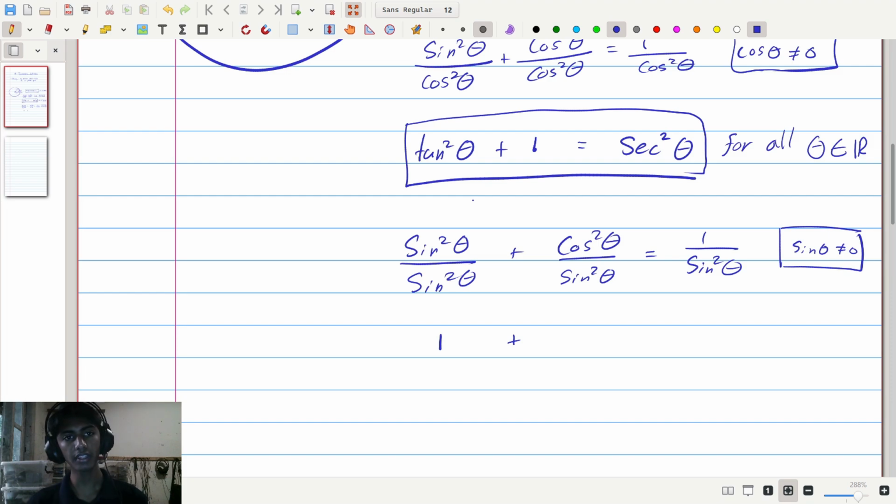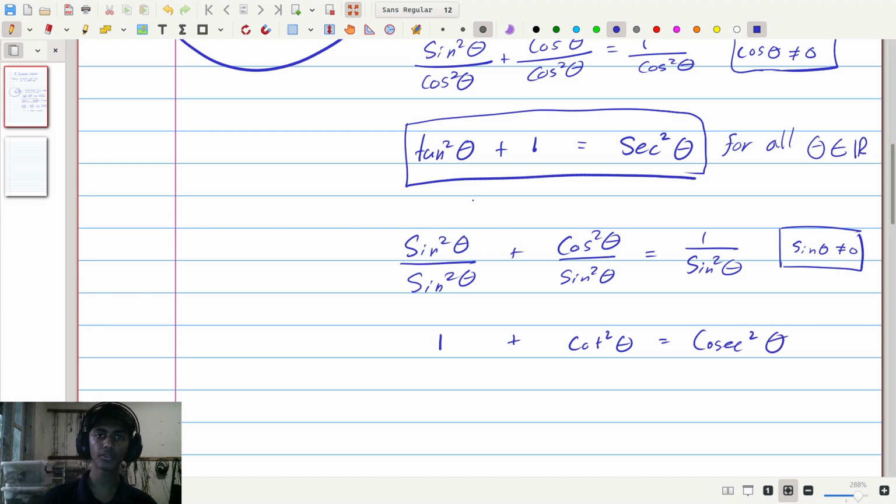Cosine theta divided by sin theta is cotangent of theta. Cotangent of theta squared is therefore what we have to put here. Cotangent squared of theta is equal to 1 divided by sin squared theta, which is 1 divided by sin theta squared. 1 divided by sin theta is cosec theta. So therefore on the right side we have cosec squared theta.